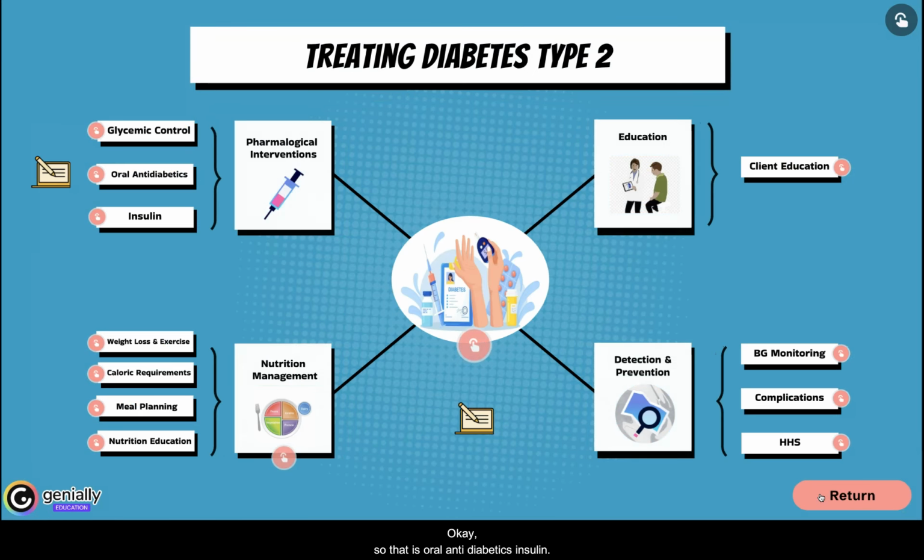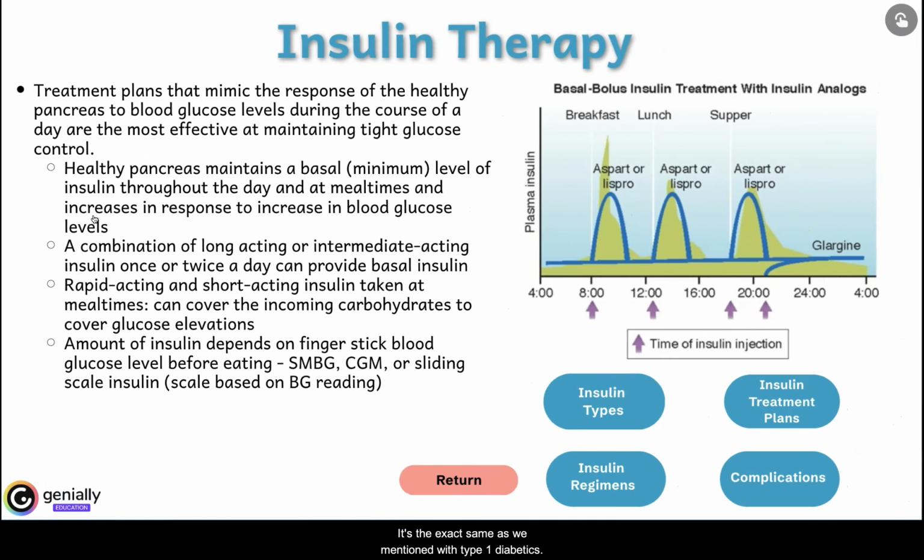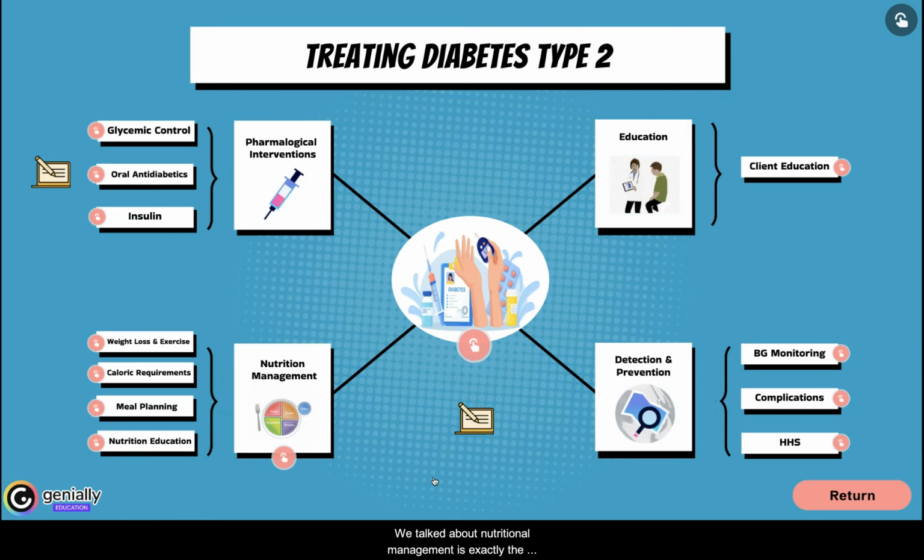Okay, so that is oral anti-diabetics. Insulin is the exact same as we mentioned with type 1 diabetics. So let's go back here. We talked about nutritional management. It's exactly the same with type 2 diabetics. The only difference is that if they come in with weight loss initially, we need to encourage nutritional therapy for them. But after that, it's extremely important for us to encourage them to maintain their weight and their BMI.